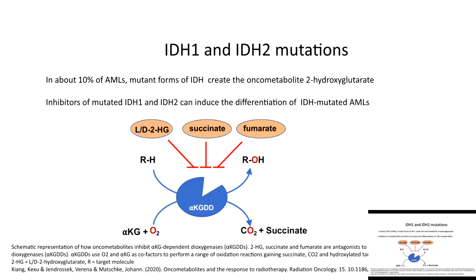And again, how is this information useful? Inhibitors of these mutated IDH1 and IDH2 have been shown to be effective in treating those acute leukemias where there are IDH mutations.